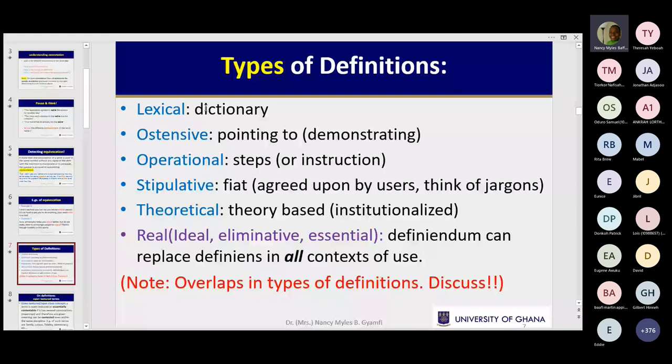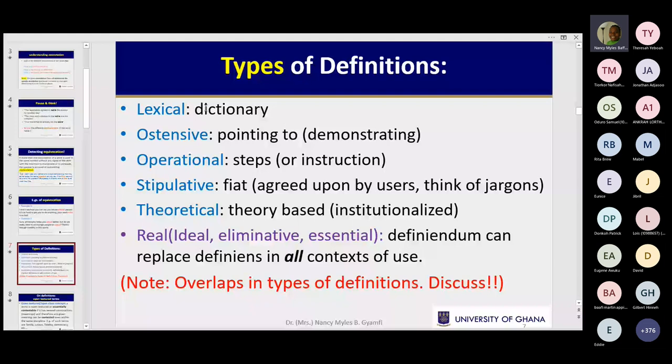We point to it. If you are with your expatriate friend who has come to visit for a conference, and he's asking you, what is fufu? He has heard that there's an Asante food or an Akan food called fufu, and he wants to know, what is fufu? How are you going to explain?